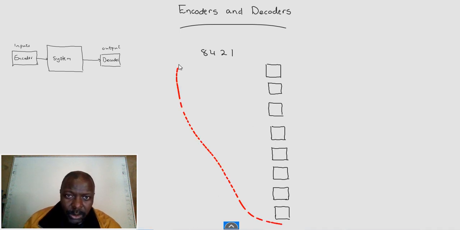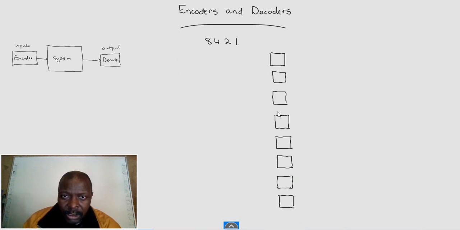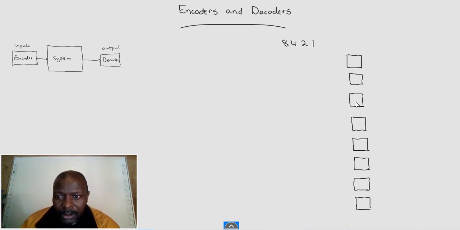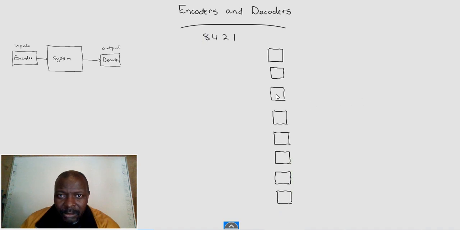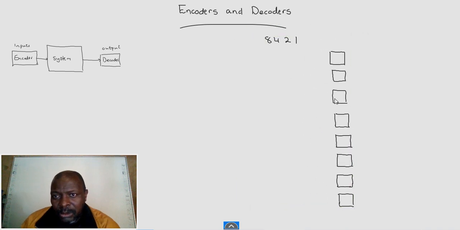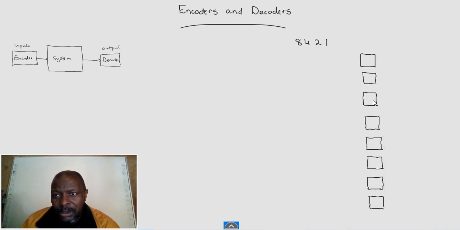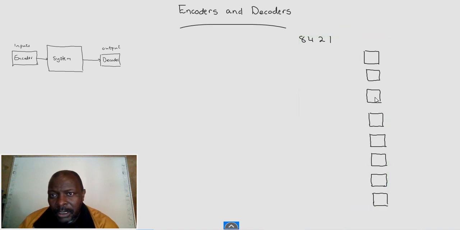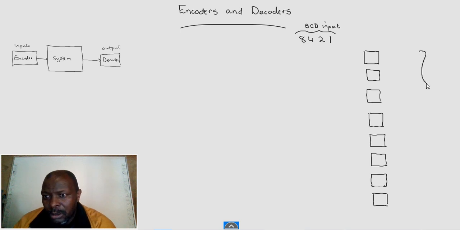Now I need to maybe go a little bit up. Okay, I'll go up right there. But now how will I indicate my input? I want to indicate which one is input. So there we're going to say this is our BCD input. Okay, and obviously our output has to be the decimal output.